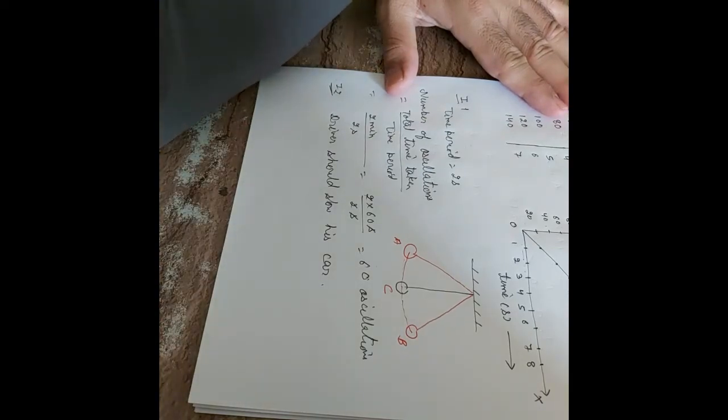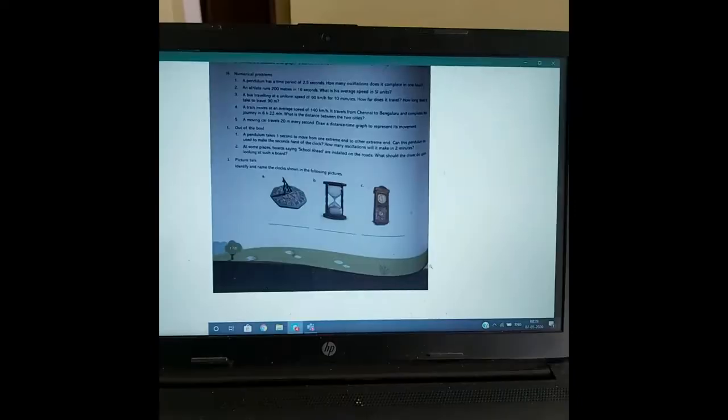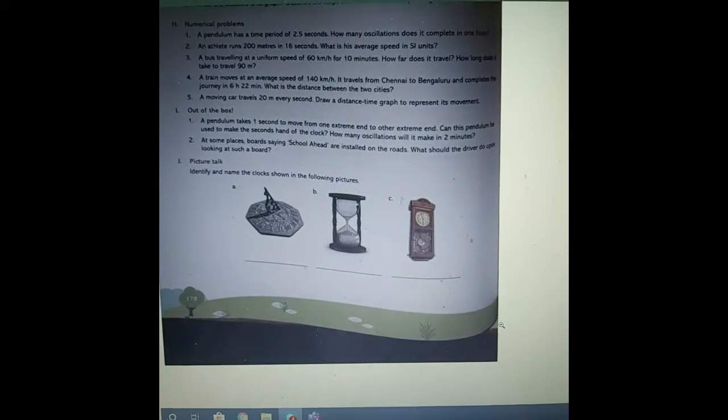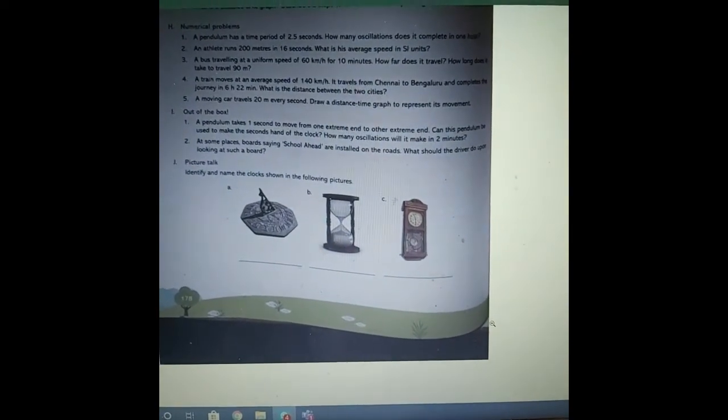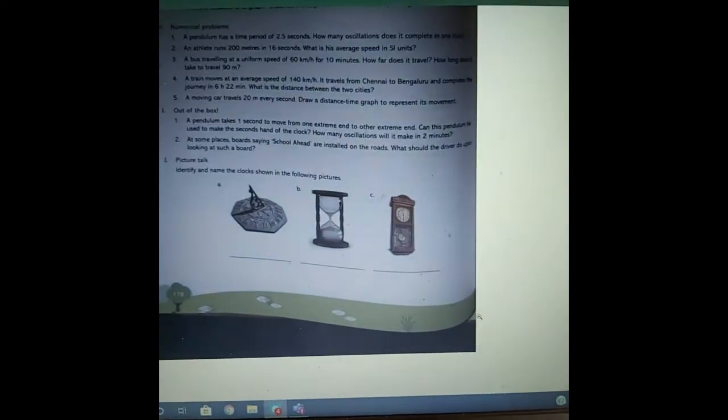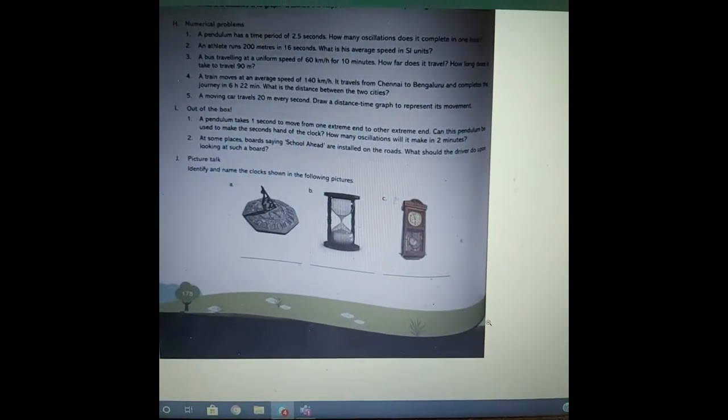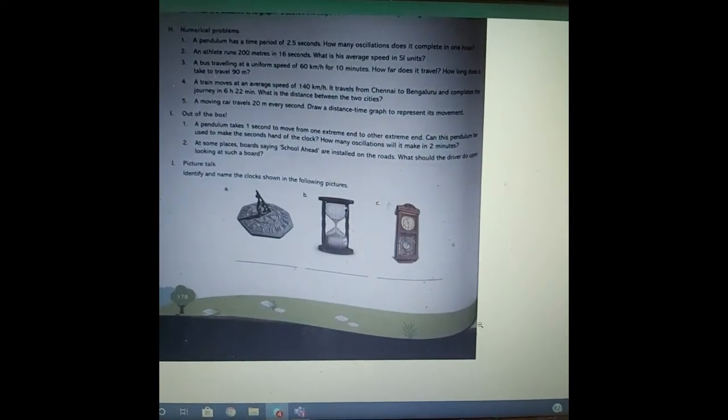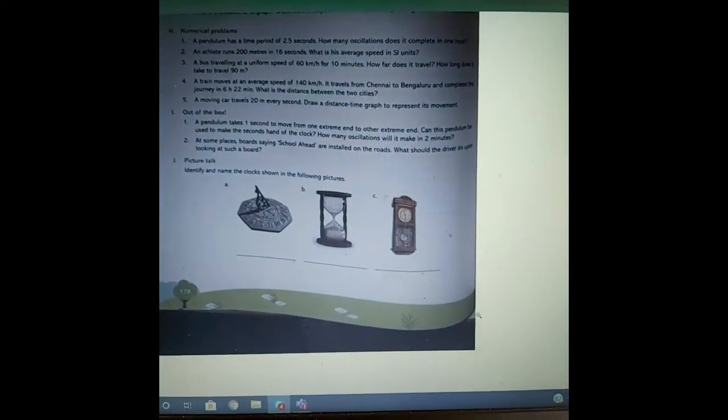Now, students, look at the pictures A, B, C. Can you identify them? In the picture talk, what is A called? A is called sundial. And what about B? B is called sand clock. And what is C? C is the quartz clock.